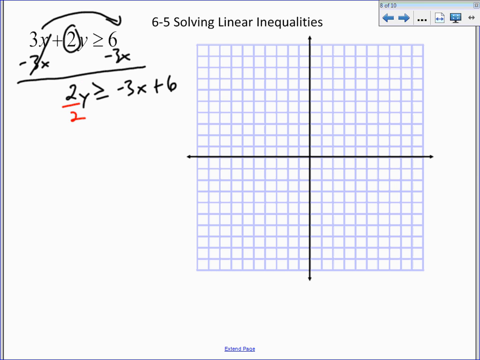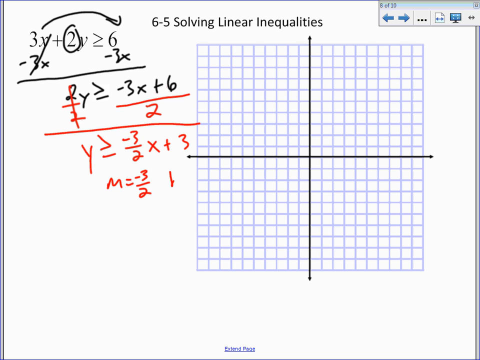Then we're going to have to divide by 2. Remember, the entire thing is being divided by 2. These cancel, and you're left with y greater than or equal to negative 3 halves x plus 3. Notice that the 3 did go to both. I took 6 divided by 2 to get 3, negative 3 divided by 2 to get negative 3 halves. We now know that m equals negative 3 halves, and b is 3. So we can go over to positive 3 and put our b, or our y-intercept, and we're going to go down 3 over 2. Down 3 over 2.